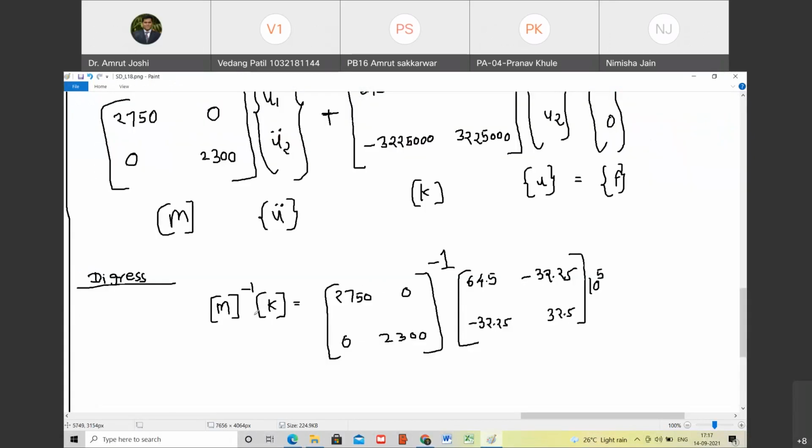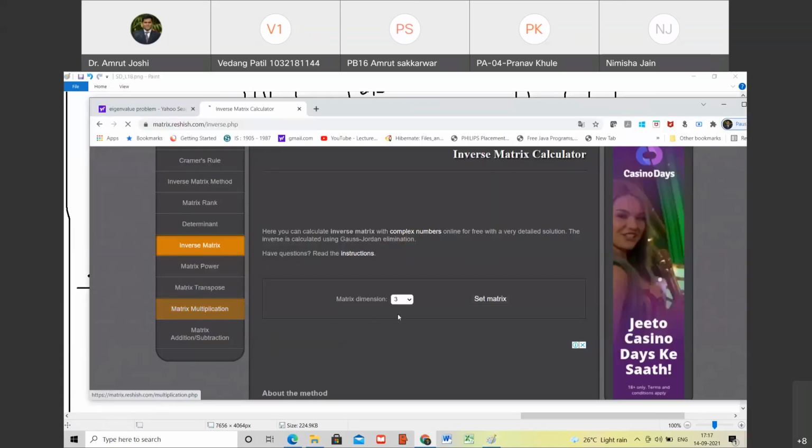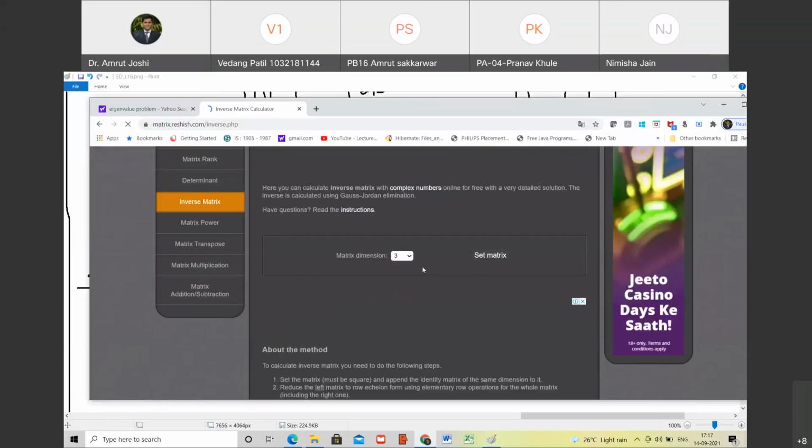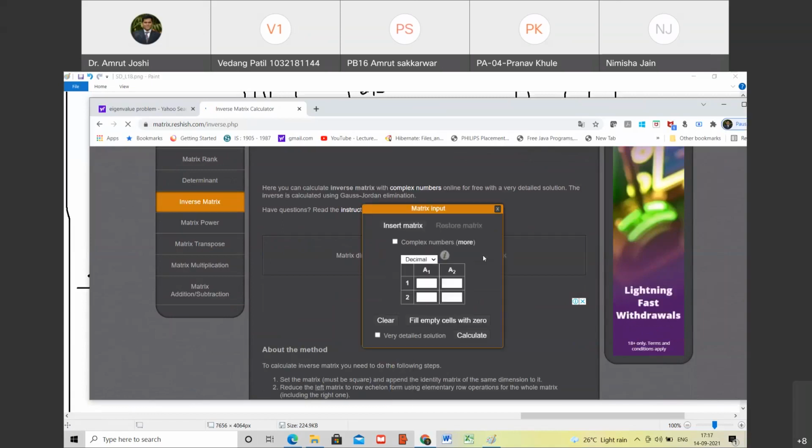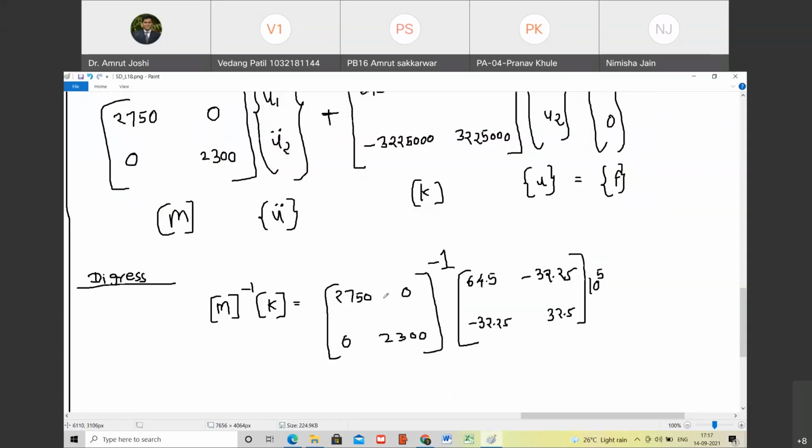Pardon? Sir, the formula A inverse A is equal to I. Yeah, that all can be done, but forget it. You are not going to do that manually. You are going to use a calculator. It is not expected that you are solving this manually. Are you with me? Okay, okay, sir.